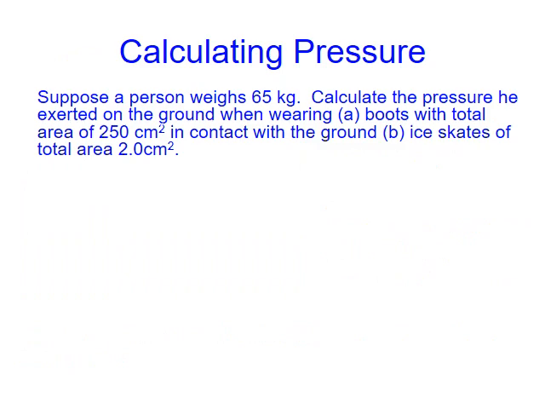Here shows a simple question of calculating pressure. Suppose a person weighs 65 kilograms. Note the unit kilogram means its mass is 65 kilograms. Calculate the pressure he exerted on the ground when A, the boot's area is 250 centimeters squared, and B, the area is 2 centimeters squared. Without calculating, we know that smaller area means larger pressure, so B should exert a larger pressure. And pressure is calculated by force divided by area.